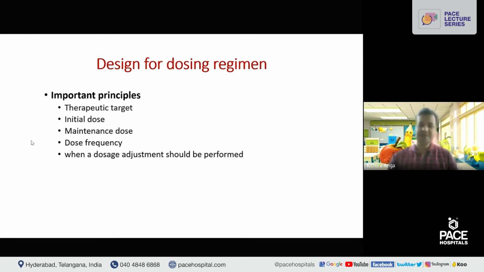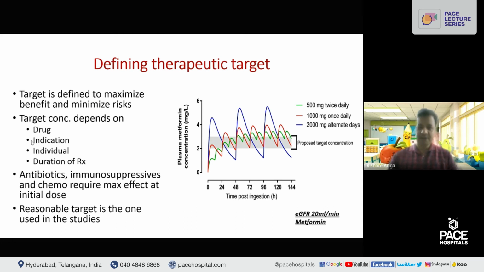So what is the design for the dosing regimen? Important principles which we need to consider while giving a specific drug are to identify the target concentration which we want to get in the blood, the initial dose, the maintenance dose, what frequency we want to give, and when a dose adjustment should be done. So defining the therapeutic target: the therapeutic target is the concentration. This graph shows metformin levels after administration of 500 milligram twice daily, or 1000 milligram once daily, or 2000 milligram on alternate days in a patient with GFR 20 ml. So this is the target concentration which we want.